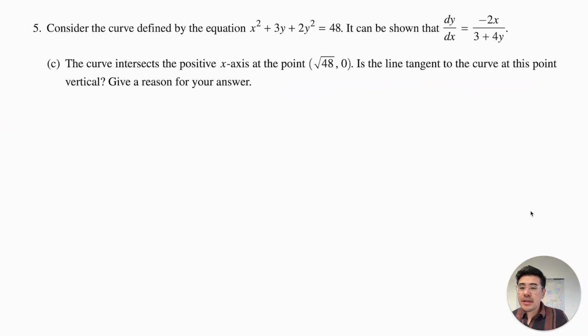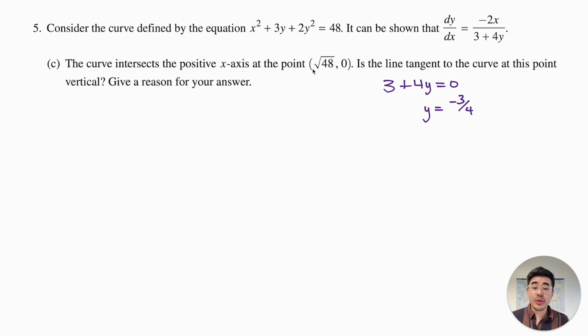Part C says the curve intersects at this point here, and they want to know if this line is vertical. So like I said in the previous question, you get a vertical tangent line when your denominator is equal to 0. So let's figure out if that works. So 3 plus 4y is equal to 0, and that would occur when y is equal to negative 3 over 4. Well, that's not going to work then, right? Because it says it should occur at (root 48, 0). So then no, it's not at that point.